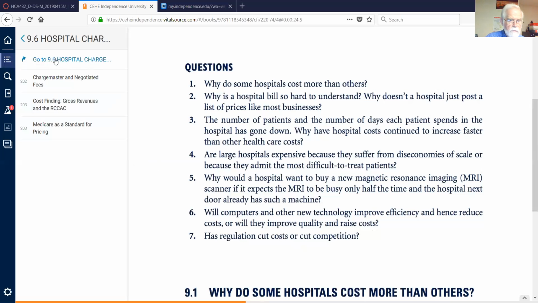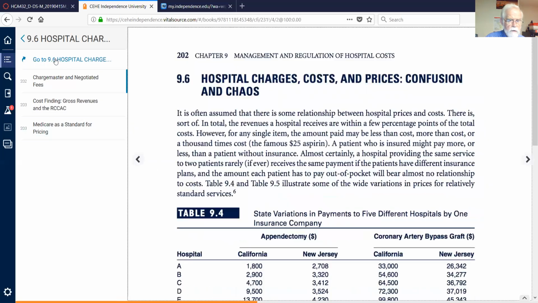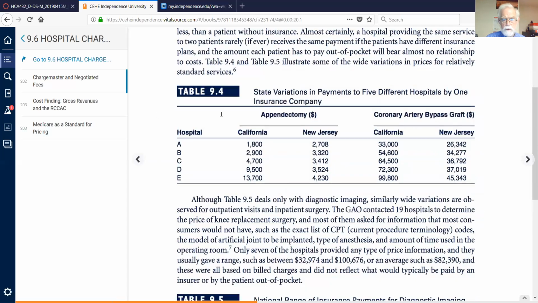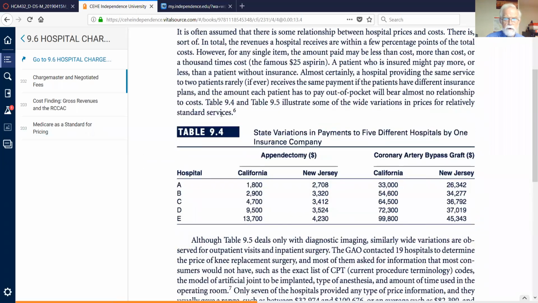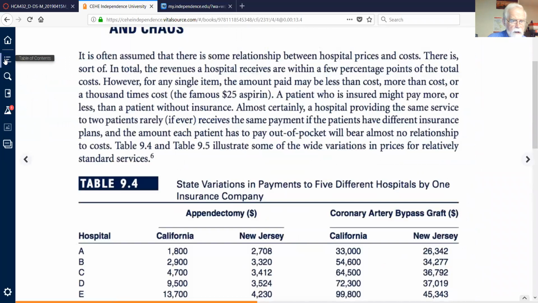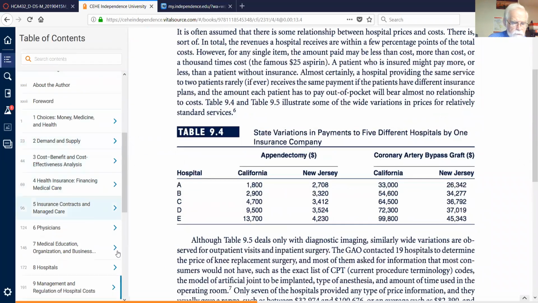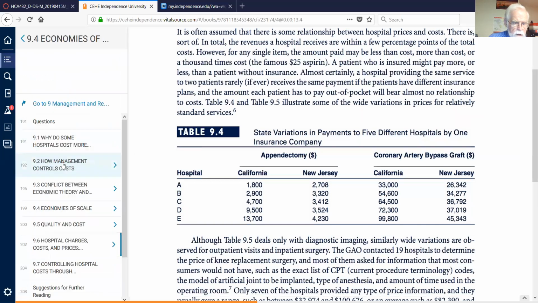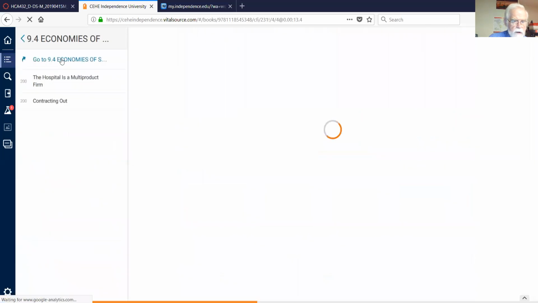Let's see. Let's go back here briefly. We also have regional differences and state differences because of cost of living. All of this is real. Let's go back here. I'm going to go back a bit. Let's go here. Let's look at economies of scale for a moment.